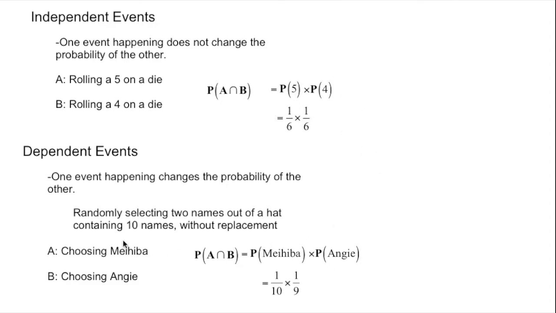And we could make the experiment with picking a president and a vice president from a hat independent by putting the name back in. So we pull Mahiba's name out, we look at it, we put it back in, and there's still a 1 in 10 chance of getting Mahiba or Angie. You still have 10 names in the hat. So that would be independent.